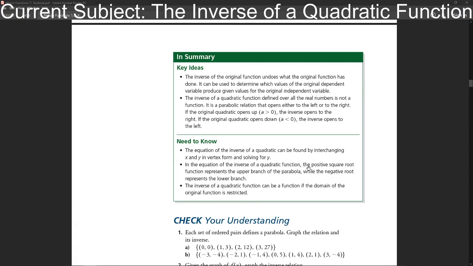The positive square root function is the upper half, while the negative represents the lower. The inverse of a quadratic function can be a function if the domain of the original function is restricted. The inverse of a quadratic function is restricted. Okay, yeah.